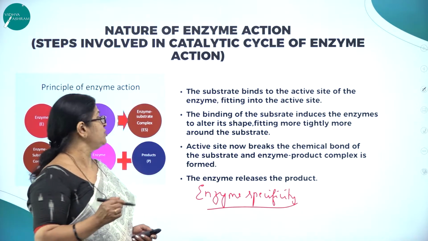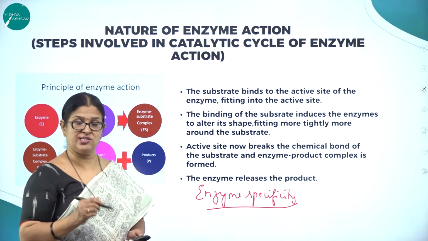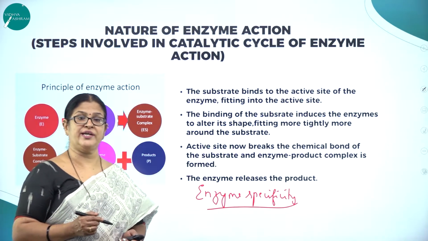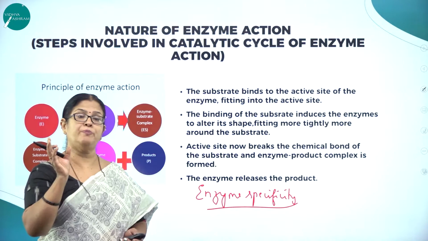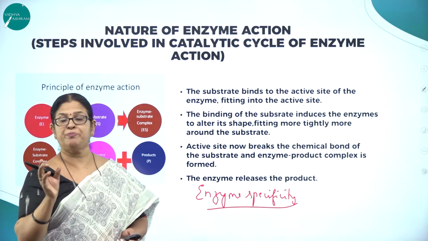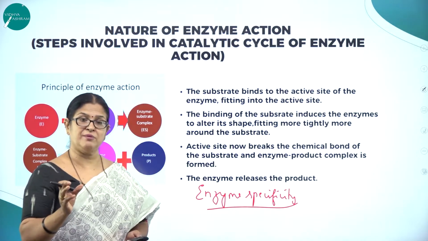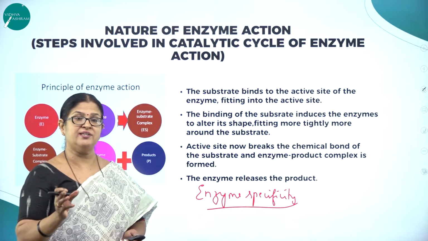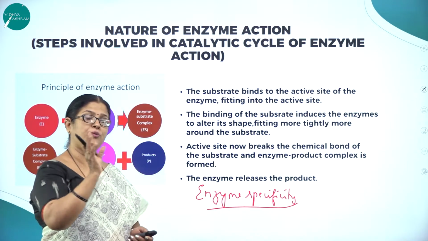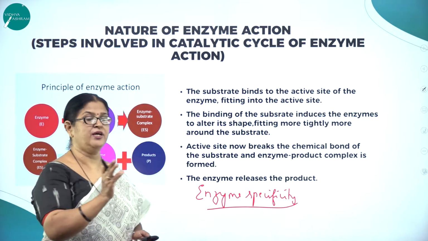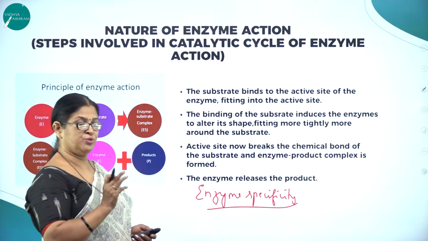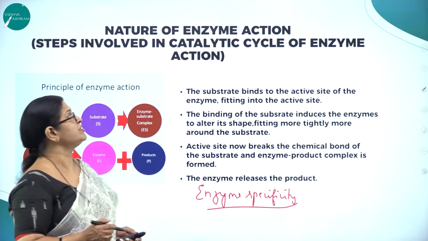And enzymes work in a lock and key system. What do you mean by lock and key system? To open a particular lock, we use a particular key. So in a similar way here, the lock is nothing but the substrate and the key is the enzyme. So to act upon a particular substrate, a particular enzyme is used. So that is called enzyme specificity.